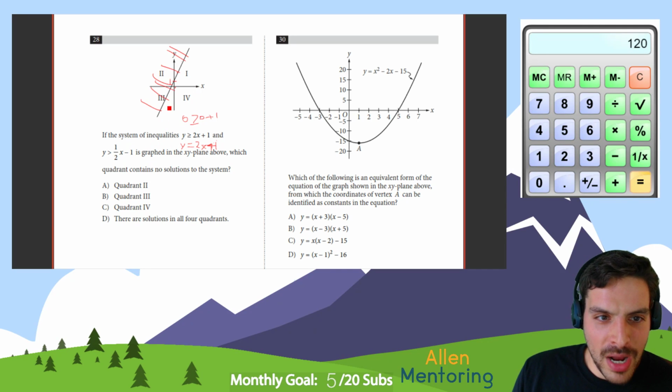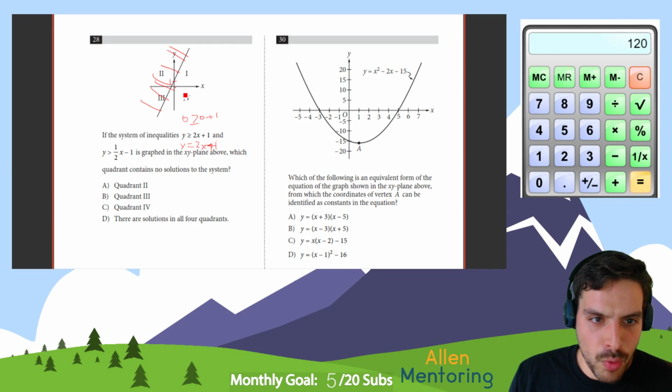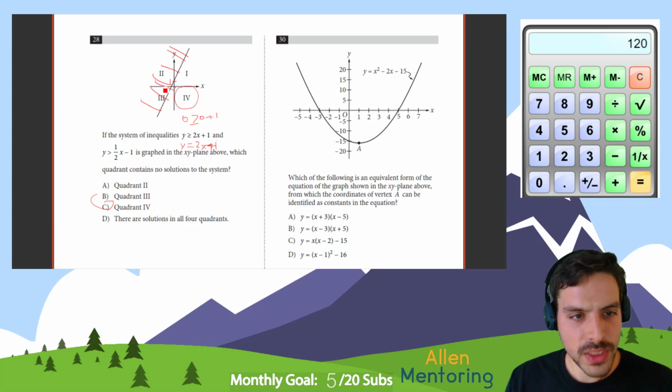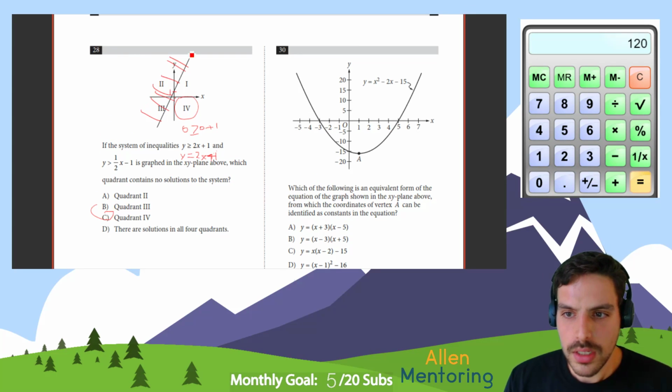And actually, we just solved the problem. Look, we see that quadrant 4 is the only quadrant that's not shaded. We didn't even have to do this other one. We see quadrant 4, it's totally open. So we know that quadrant 4 is the answer. All right, so that's pretty cool. We would have to look at the second line otherwise.